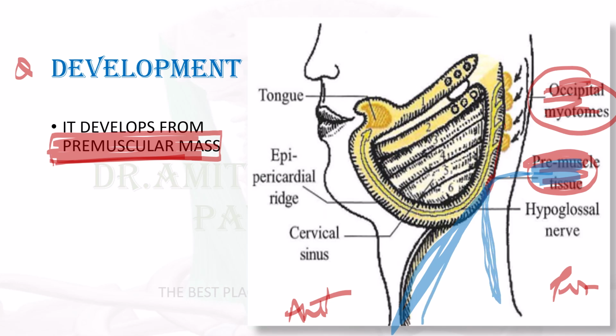And this premuscular mass has a nerve supply, that is cranial nerve 11. That's why the sternocleidomastoid as well as the trapezius has cranial nerve 11 because of their development.